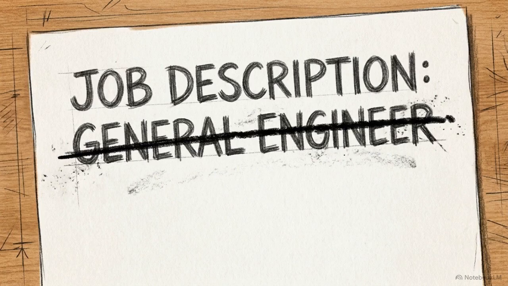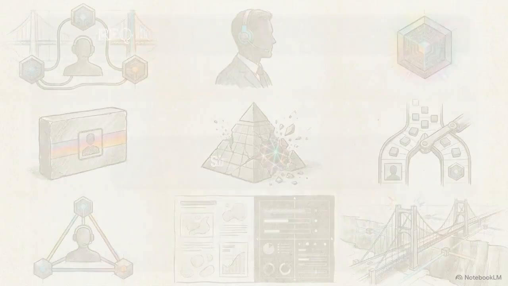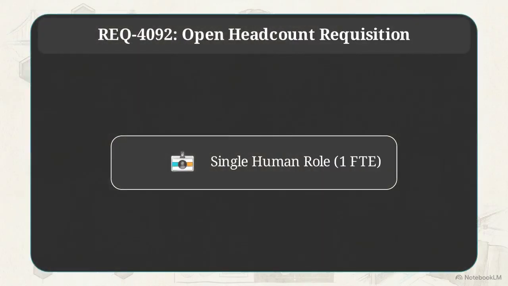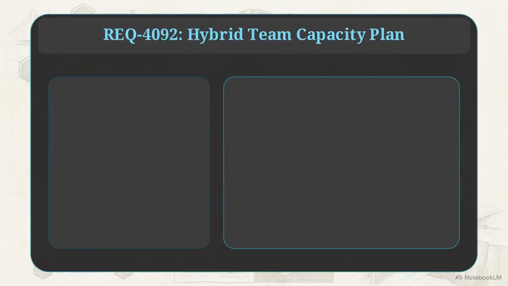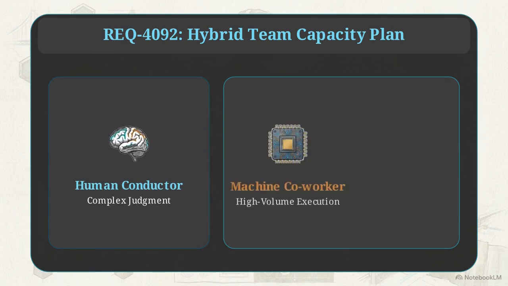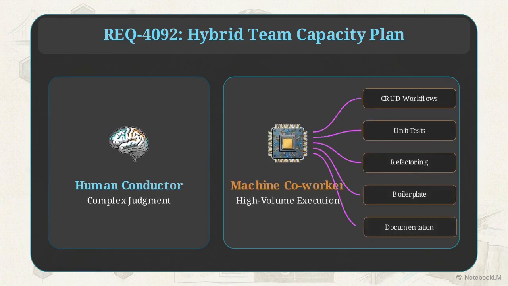Instead of posting another standard job description, you are going to convert your next open headcount requisition into a hybrid team capacity plan. This plan splits a single role into two functions, routing the complex judgment work to a human and the high-volume execution to a machine coworker.